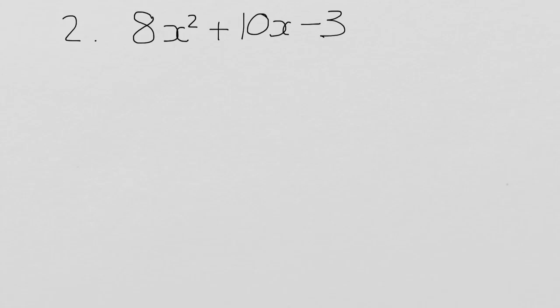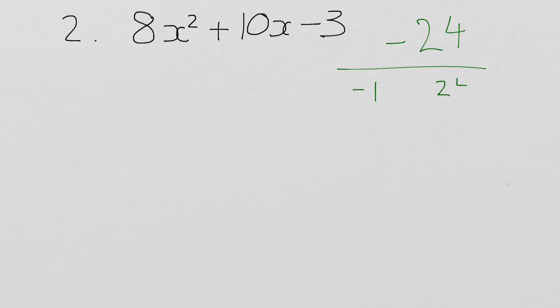Question 2 asks you to factorise. So the first thing you want to do is look at your 8, your coefficient of x squared, and your negative 3, multiply them together. That's going to give you negative 24. You then need to list all your factors of negative 24.